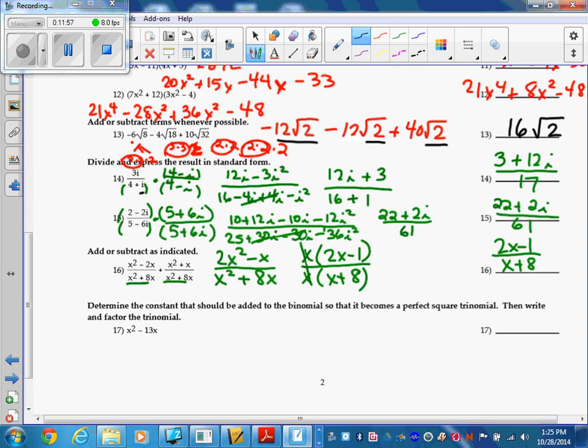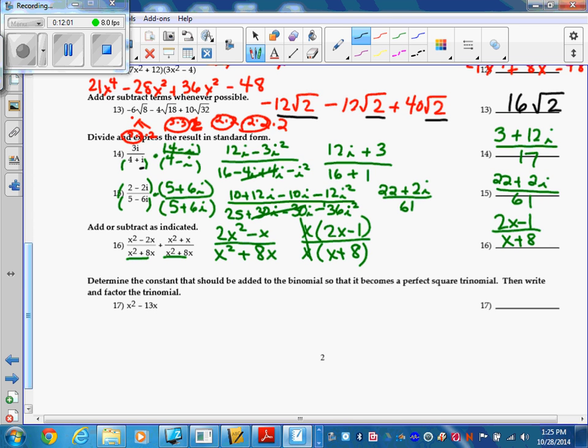Okay, determine the constant that should be added to the binomial so it becomes a perfect square trinomial. Then write and factor the trinomial. So remember what we do is you take half of b, so that's 13 over 2, and square it. So we're going to have to add, this is always adding, 13 times 13 is 169, 2 times 2 is 4. So I need to add 169 over 4.